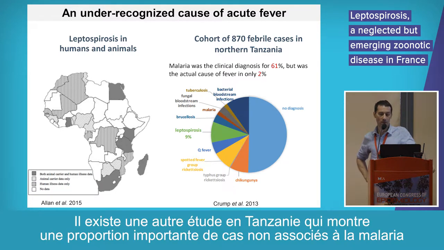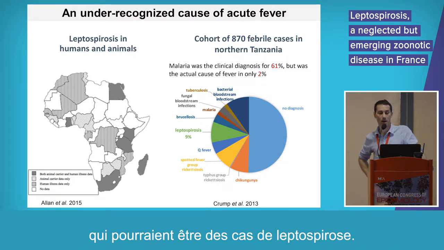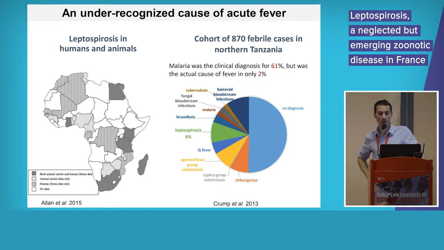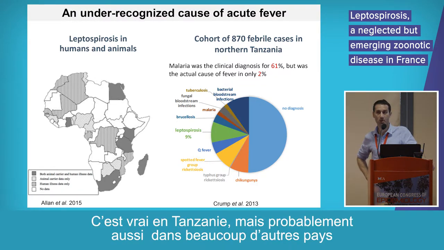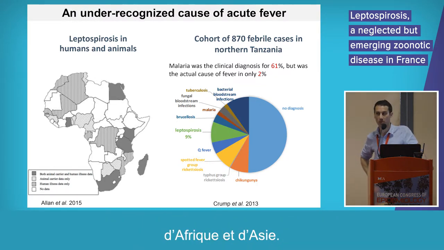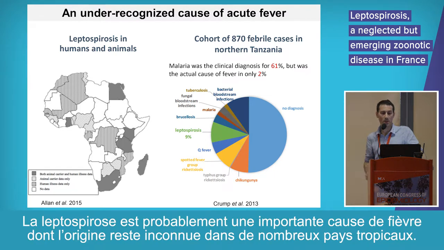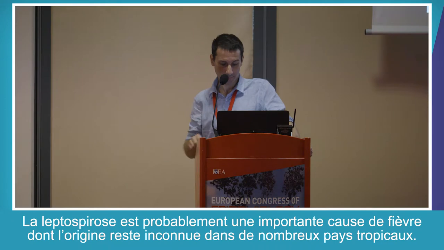And here, another study in Tanzania showing that a significant proportion of non-malaria cases can be cases of leptospirosis. This is true in Tanzania, but it's probably true in many other countries in Africa and also in Asia. So leptospirosis is probably an under-recognized cause of acute fevers in many tropical countries.